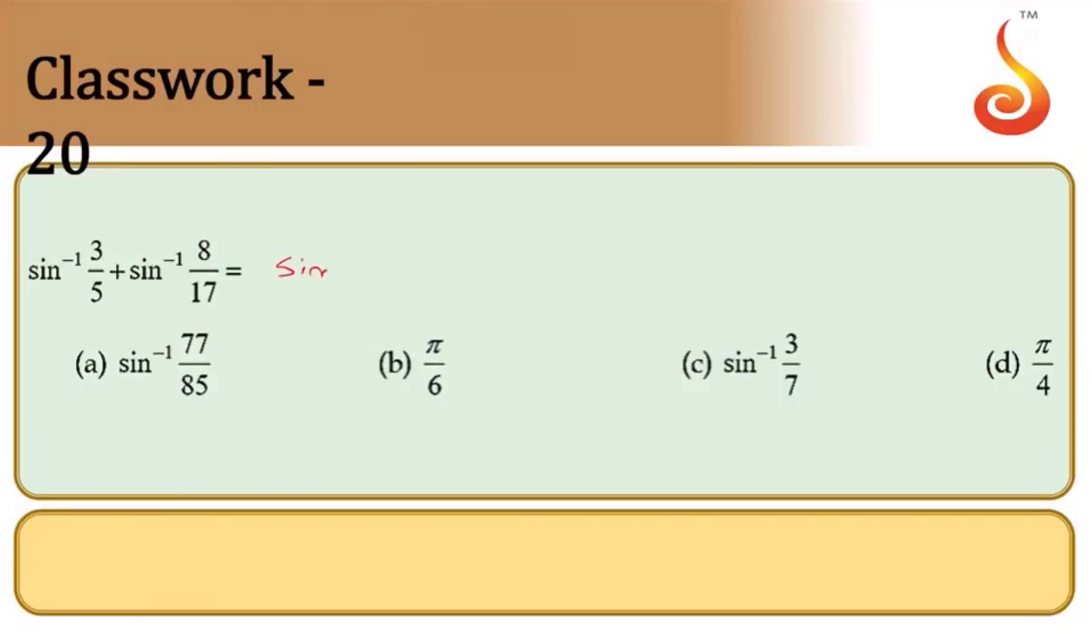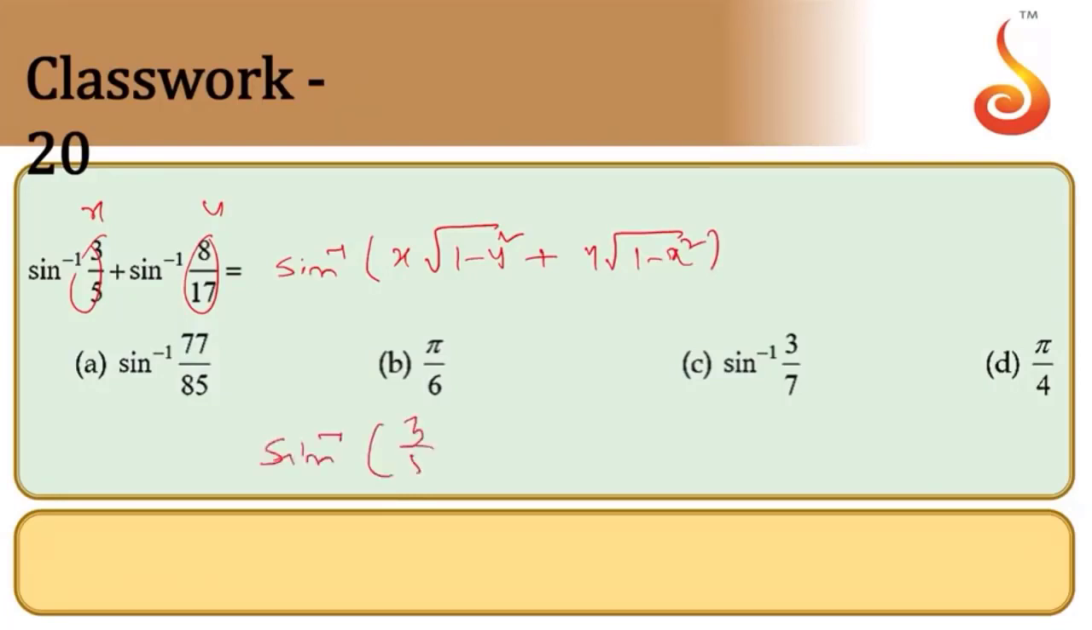20th one. Sin inverse x plus sin inverse y. You know the formula, it is sin inverse of x into under root of 1 minus y square, if you take this as x and this as y, plus y into root of 1 minus x square. And when you simplify this, this is nothing but sin inverse of x, 3 by 5 multiplied by, so as 3 by 5, 8 by 17, they are the right angle triangles when you take 3, 5 and 4, and this is 8, 17 and 15.